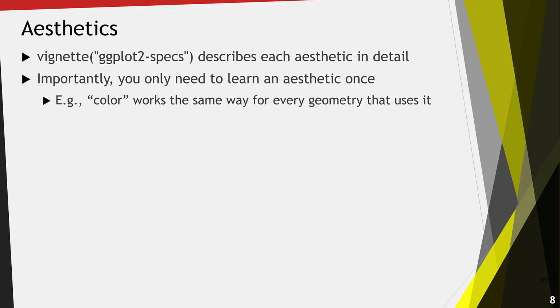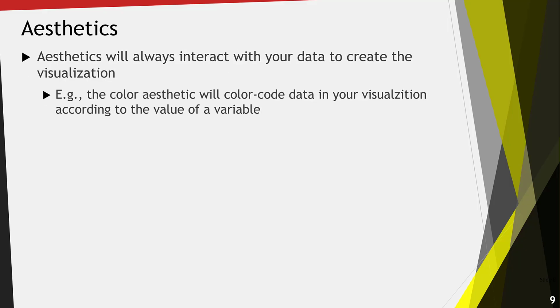There's an excellent help file in the ggplot2 specs vignette. Just type that command in my slides into the R console, and it will provide a help file that describes each aesthetic in detail. Again, a nice thing about ggplot is you only need to learn an aesthetic once. Every geometry that uses a color aesthetic implements it in the exact same way. So learning how to use it for geom_point will allow you to use it with any other geometry that accepts the color aesthetic.